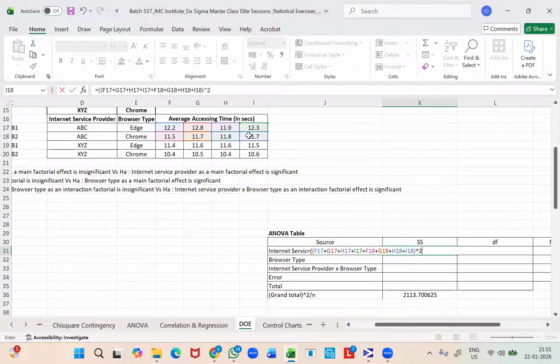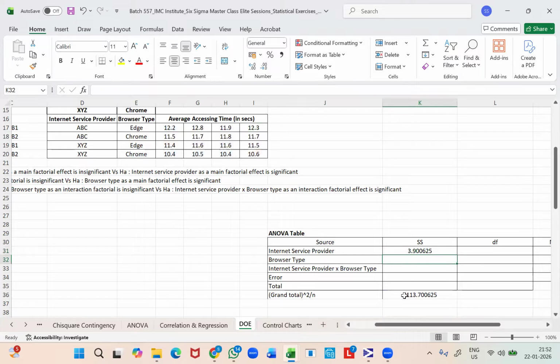Right? The whole square divided by how many data points I have considered? 8 data points. So divided by 8. Right? So plus the third and the fourth row. This whole square again divided by 8. So the entire thing will be subtracted from the grand total square by n value to arrive at the sum of squares. Now for browser type, right?